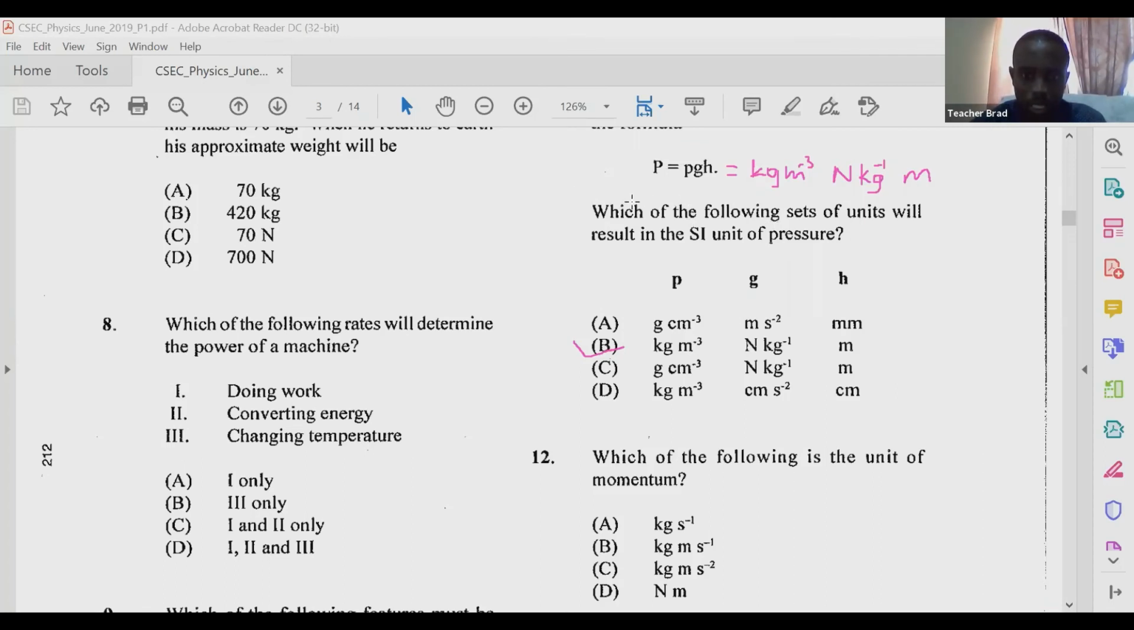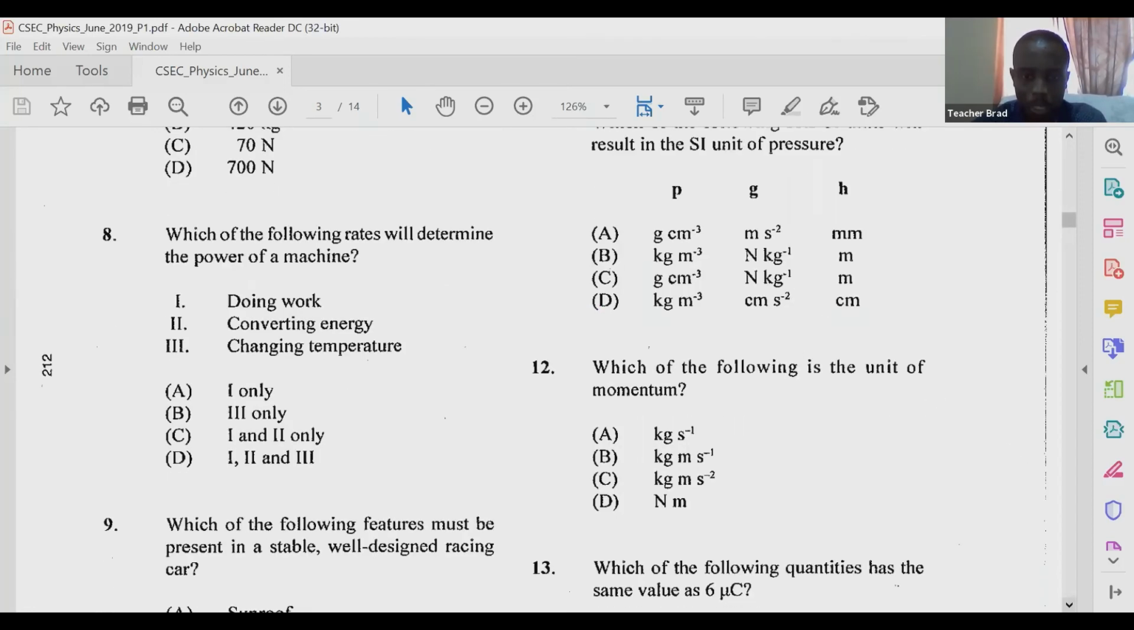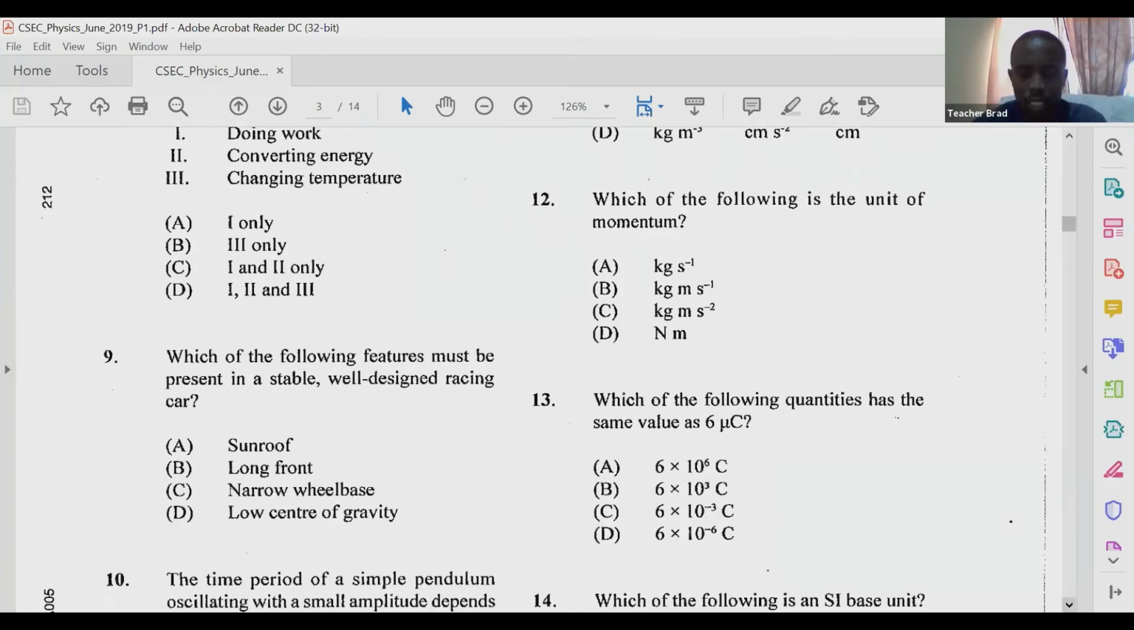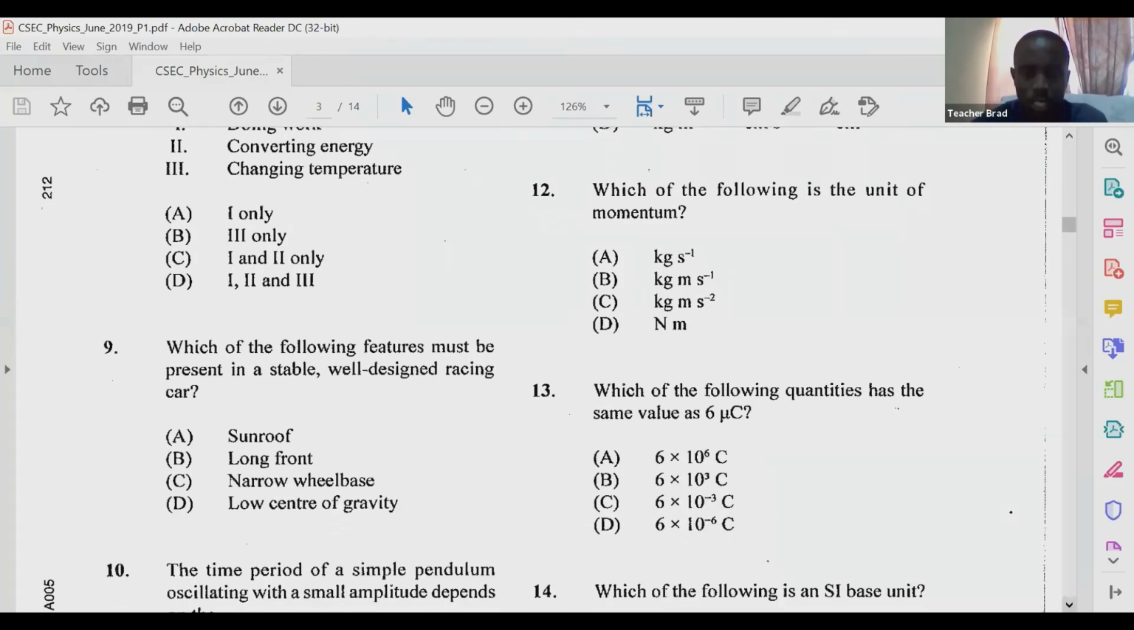All right, we look at number 12. Number 12 says, which of the following is the unit of momentum? So which of the following is the unit of momentum?